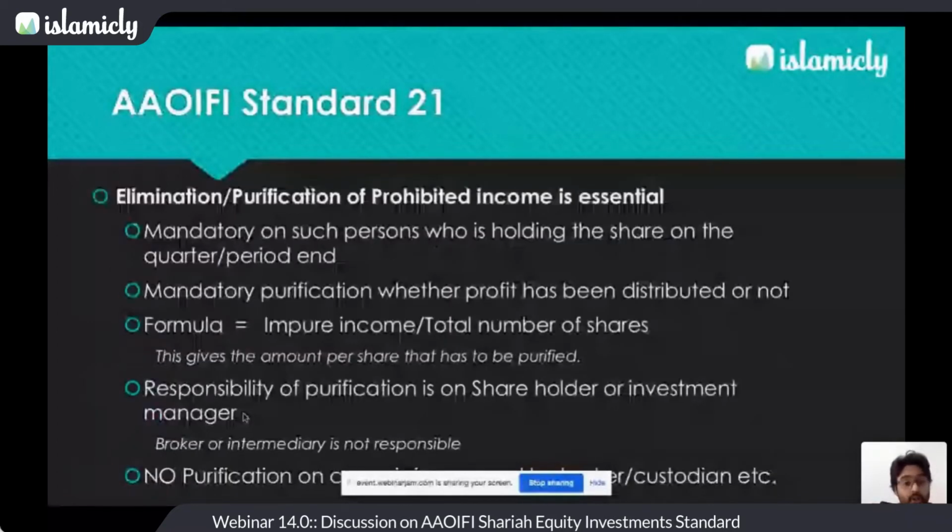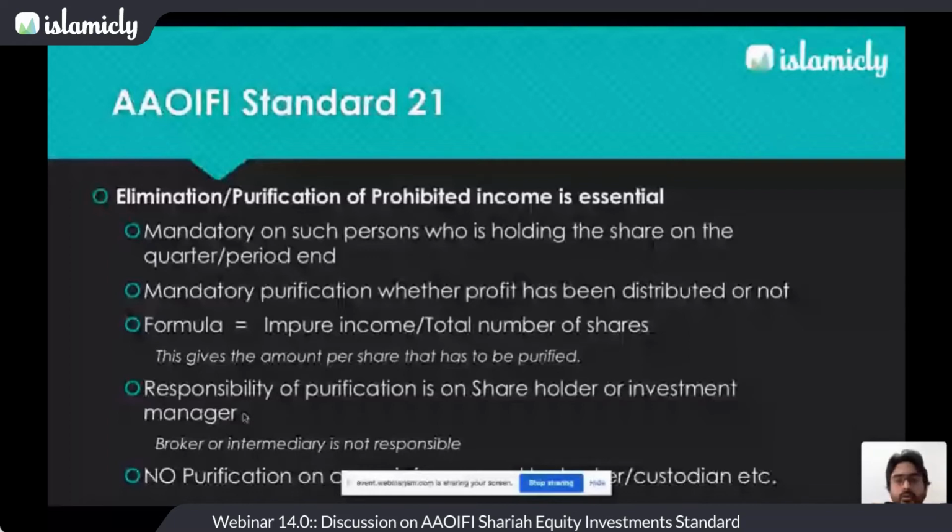One of the other key things that the AAOIFI standard talks about is that the purification or elimination of prohibited income is essential. Whenever you get interest income into your business or you get non-permissible income, whether it be operating or non-operating or for whatever reason, to invest in Sharia compliant stocks, it is an essential part that purification of non-permissible income has to be conducted. So what does the AAOIFI standard say? It says it is mandatory on such persons who are holding the share on the quarter or period end. The standard defines that it is mandatory on the shareholder to purify the non-permissible income if you are a shareholder at the end of the declaration or the end of the calculation period.